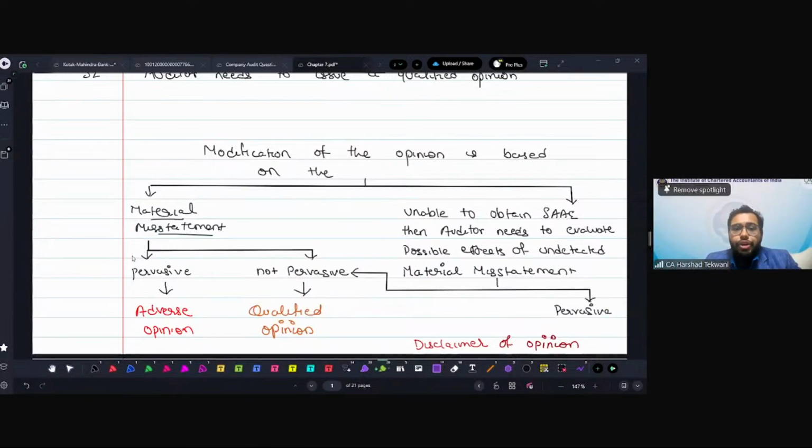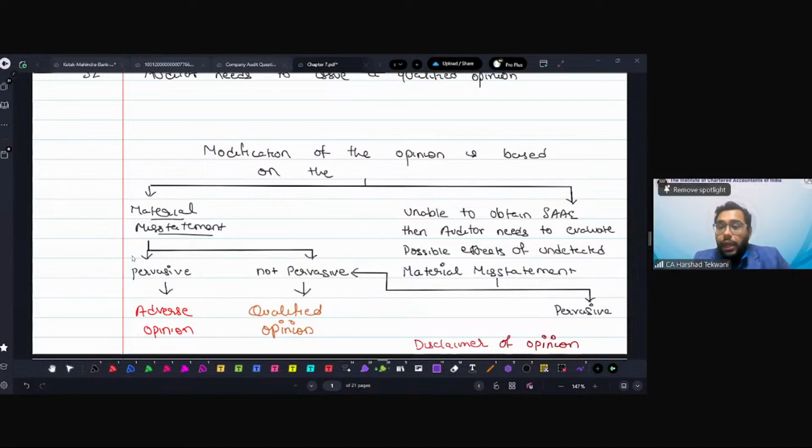Is it of such nature that it is impacting the majority portion of my financial statement? It is not confined to a specific element. So when I use the term pervasive, it is not limited to one particular item like trade receivables, or one particular account like inventory. Or if it is limited to one particular item or element, then that element is of such nature that it is a substantial portion of a financial statement.